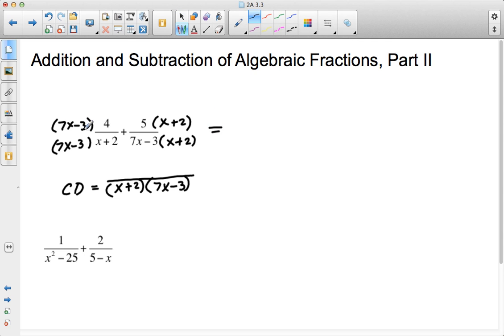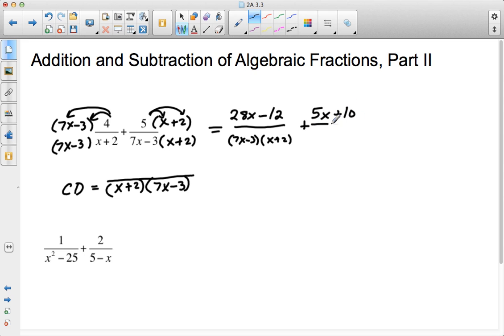So for my first fraction, using the distributive property, I have 4 times 7x, which is 28x, and 4 times negative 3, which is a negative 12, over my common denominator of 7x minus 3 times x plus 2, plus, now using the distributive property over here, 5 times x is 5x, 5 times 2 is 10, so 5x plus 10 over a common denominator of 7x minus 3 times x plus 2.